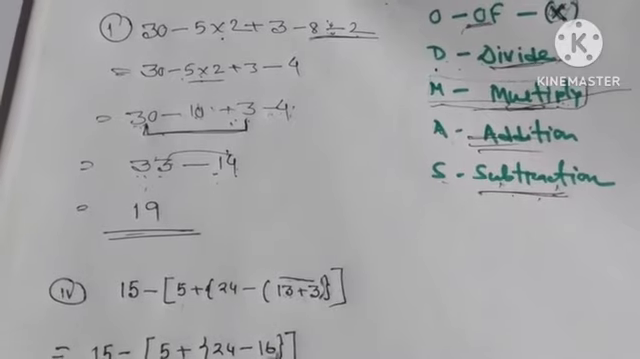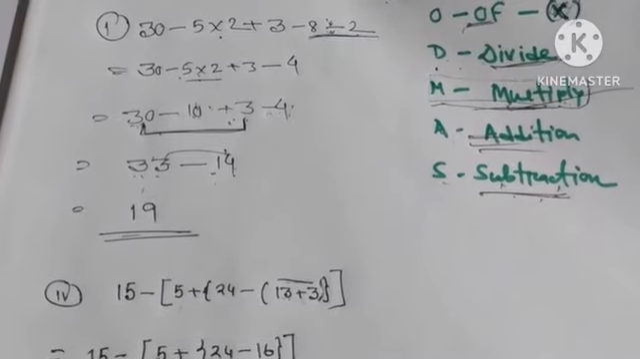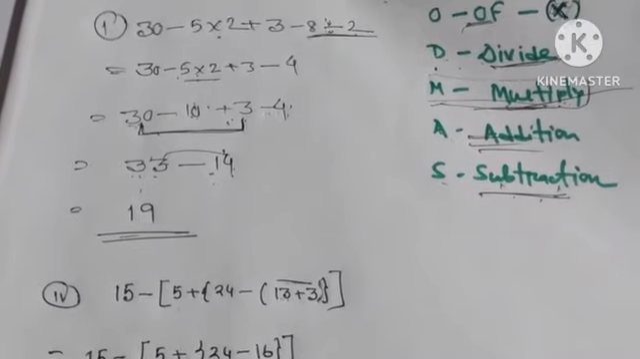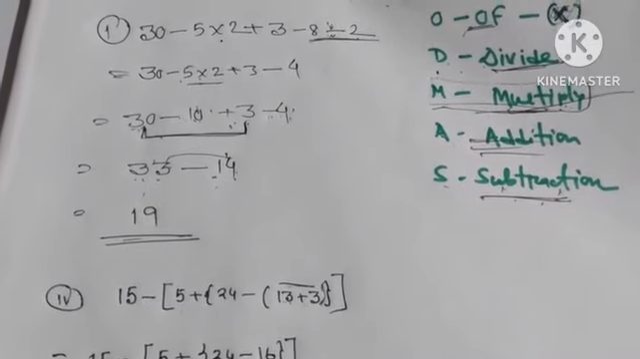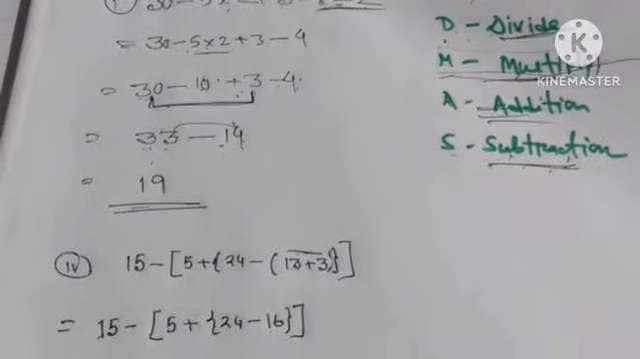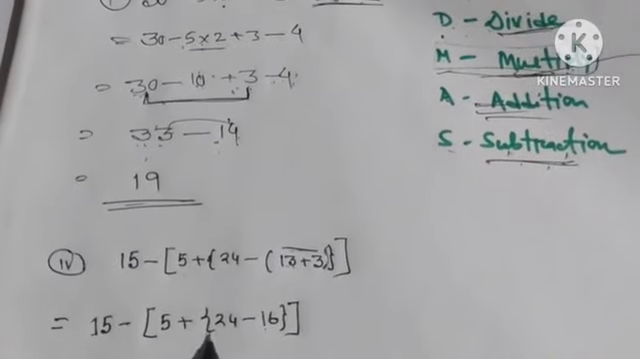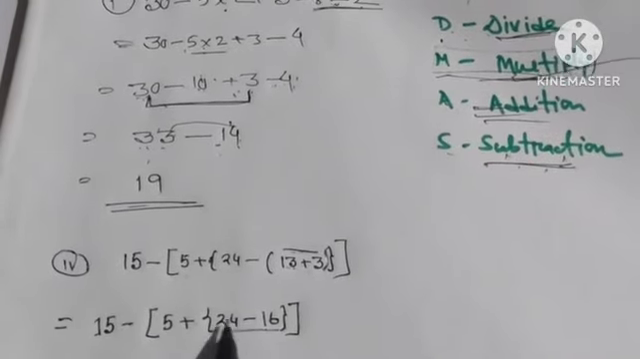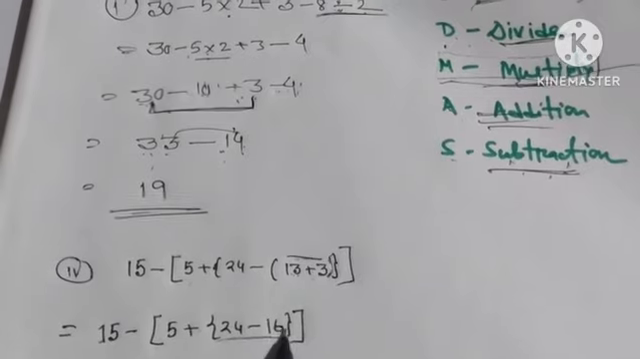Okay. Then close all the brackets. Then after these steps, we write 15. Then the next thing is these steps we have to do to solve the curly brackets. Okay. Then in the curly brackets, what is given?